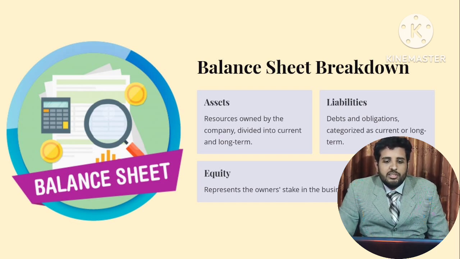What are its key components? Its key components are assets. Assets are resources that are owned by a company, and they are further categorized into current assets and long-term assets. Current assets are those which have a lifespan of less than or equal to a year, and the long-term assets or fixed assets are those which have a lifespan of more than a year.